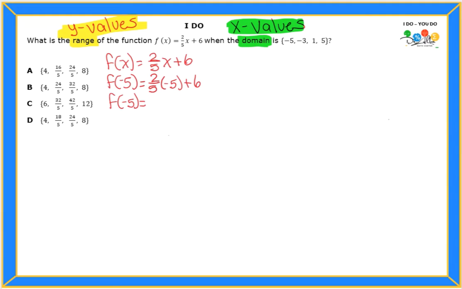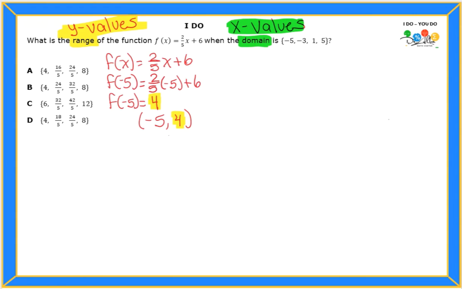Feel free to put it in the calculator, totally fine. So 2/5 times -5 plus 6 gives me a 4. We're not going to explain fractions here. We're trying to evaluate, and that's it, right? So the 4 is the y value. If I place it as an ordered pair, I get -5 and 4, but the one that I'm focusing on is 4 because that's my y value, okay?